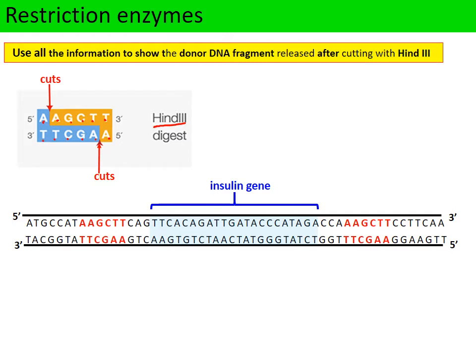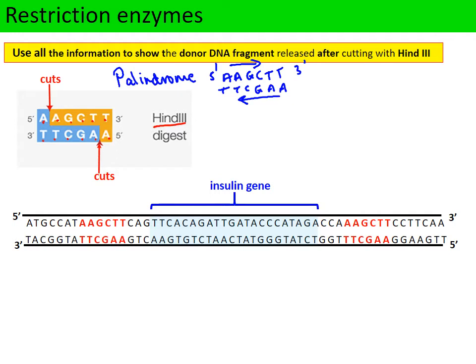Now we actually call this a palindrome sequence, whereby the sequence in one direction, so AAGCTT, going from left to right, so maybe 5' to 3', is the same as the sequence going in the opposite direction. So on the opposite strand, going the opposite way, we'd have AAGCTT. So that's a palindrome sequence.